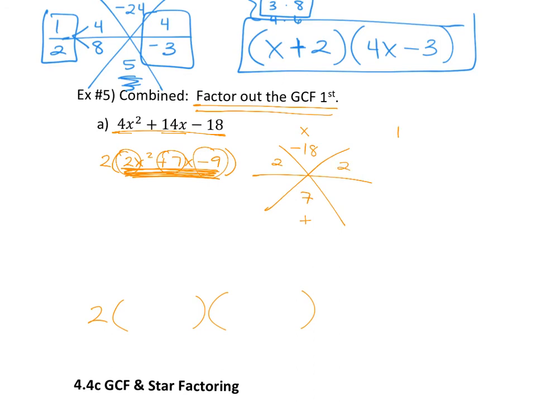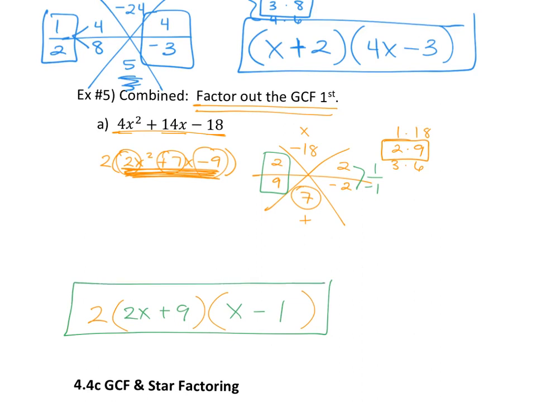And right now I have a 2 as my A term. Okay, so 18 I could do 1 times 18, I could do 2 times 9, I could do 3 times 6. In order to get a 7, I'm going to have to use this one. So that's going to be a positive 9 and a negative 2 gets me a positive 7. And then I just need to make sure I reduce this. So this is 1 over negative 1, and this is 2 over 9. So this is going to be 2x plus 9 and x minus 1, and that will be your answer.